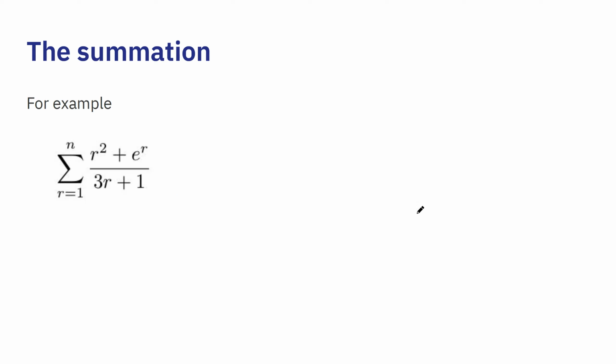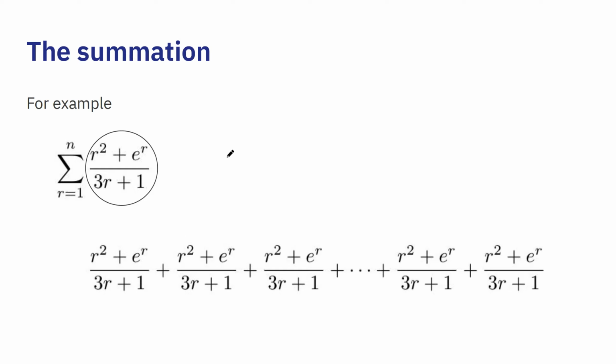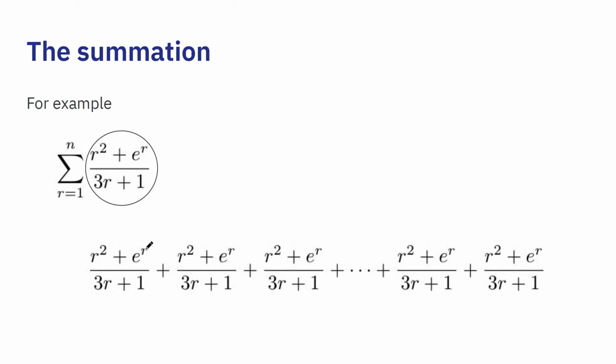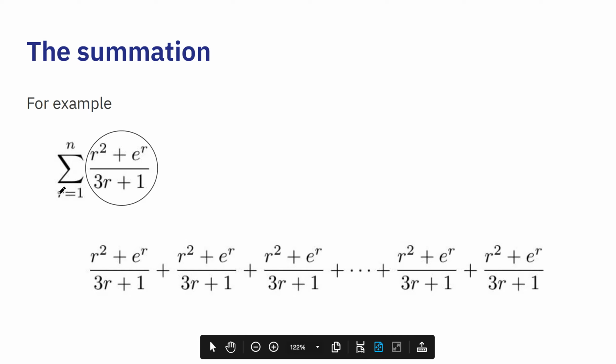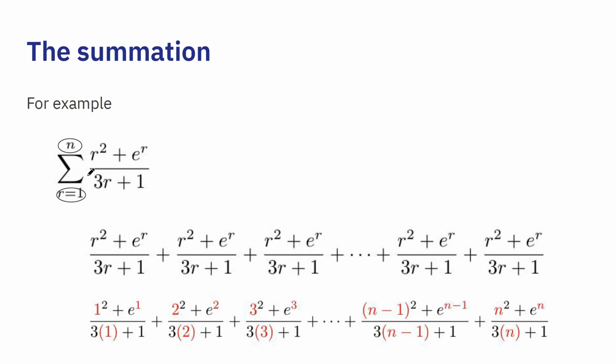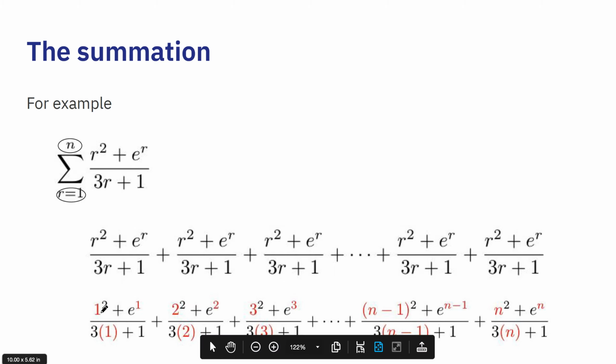Okay, so for example, this thing over here will be equal to, if we copy this out n number of times, because basically we are summing this term many times. So we write out a whole bunch of these same terms, and we are summing from r equals 1 all the way to n. So we take each r term and we substitute it with its corresponding r value.